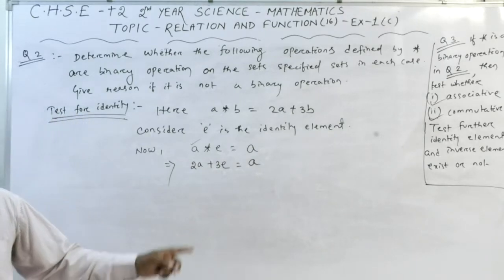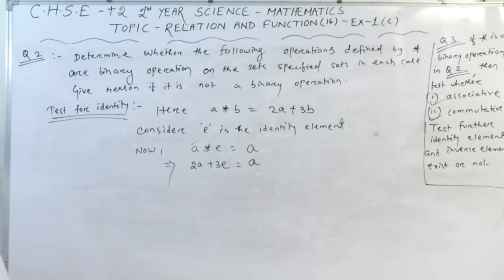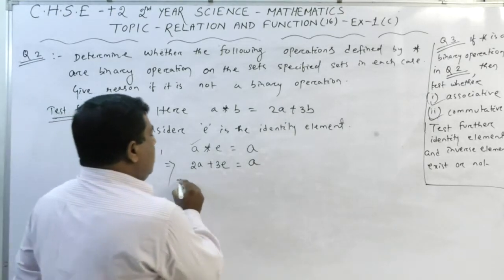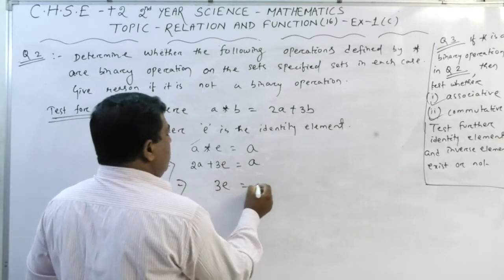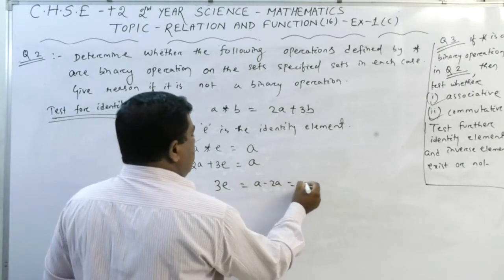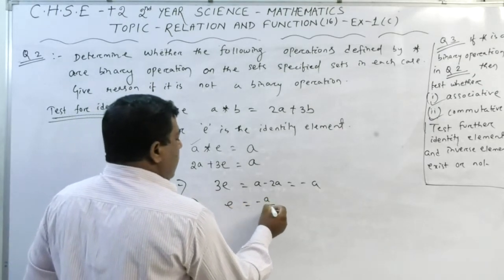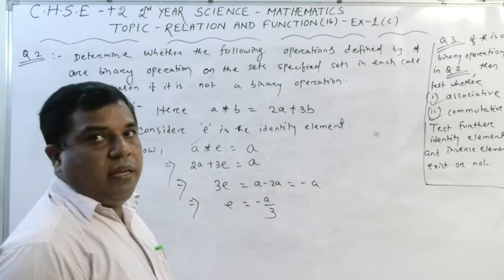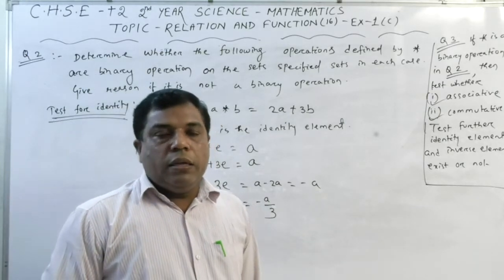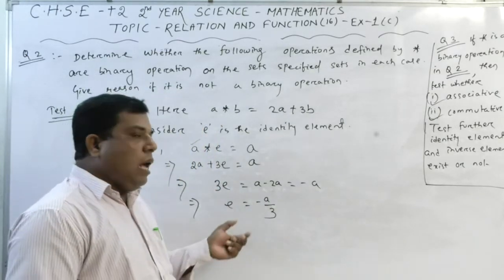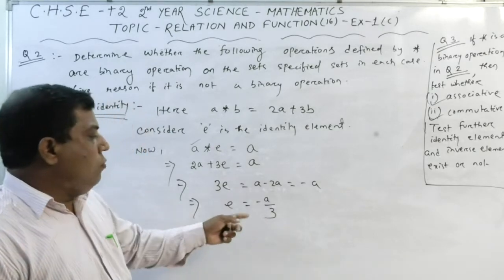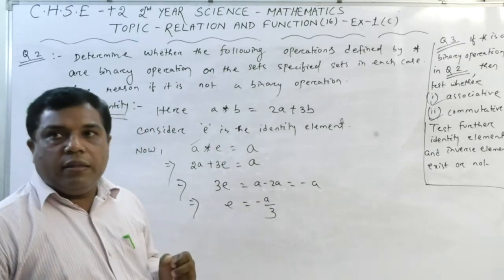Okay. So check out, my dear students. So that implies what we get? 3E equal to A minus 2A, which is minus A. Or we can say E equal to minus A divided by 3. Okay. So you see, now we get an identity which is equal to minus A by 3.